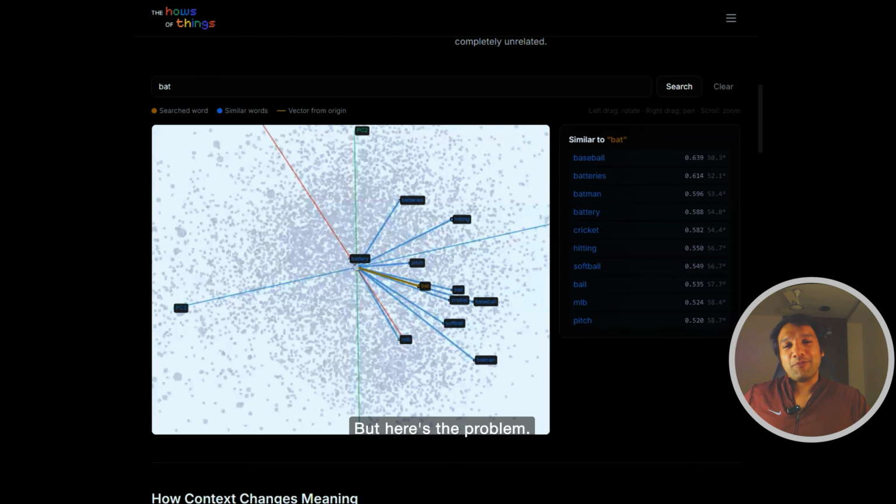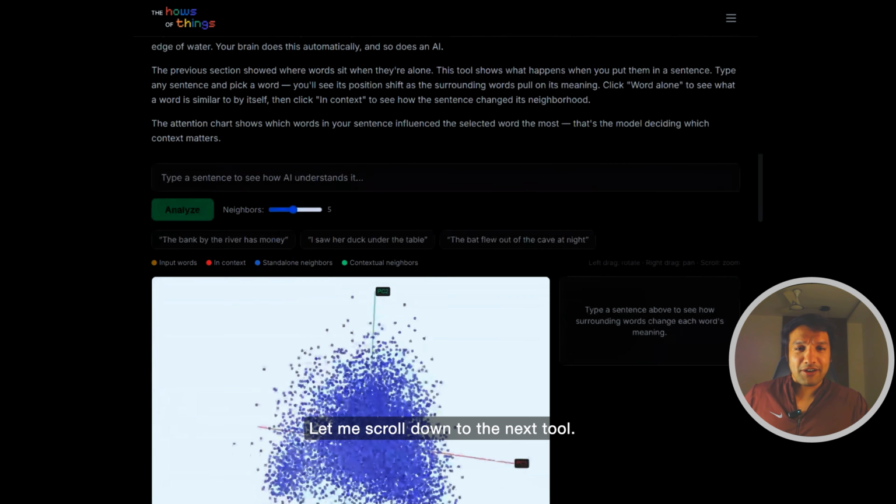But here's the problem. Bat always sits in the same spot in this view, no matter which meaning you intend. When you hear the bat flew out of the cave, you instantly know it's the animal. How does the AI do the same? Well, that's where the context comes in. Let me scroll down to the next tool.